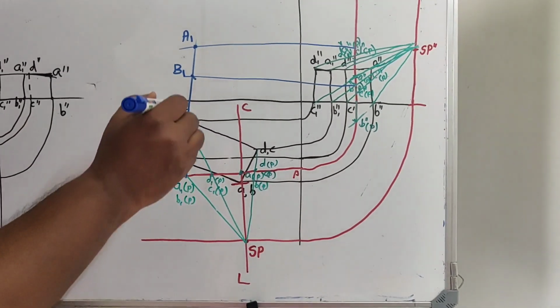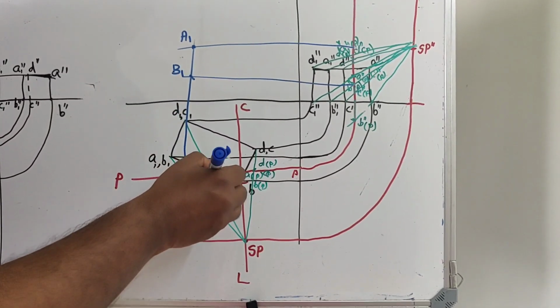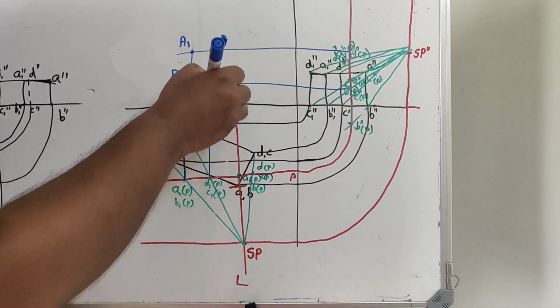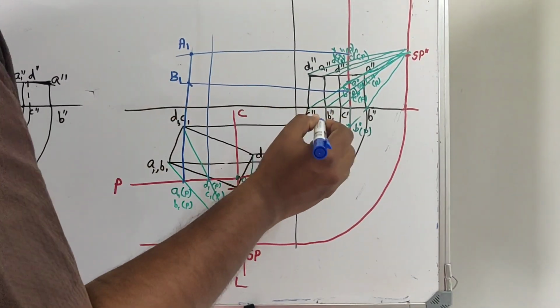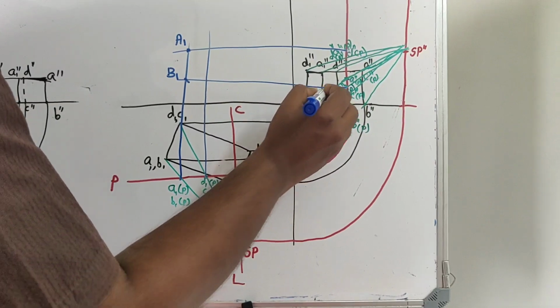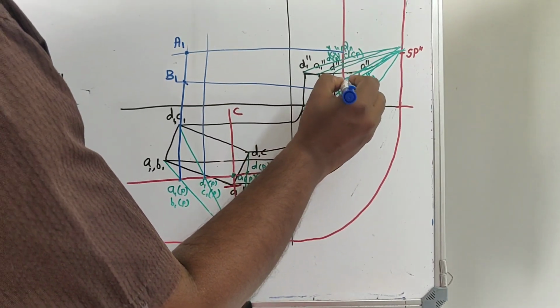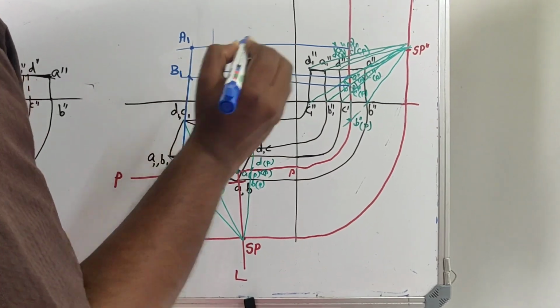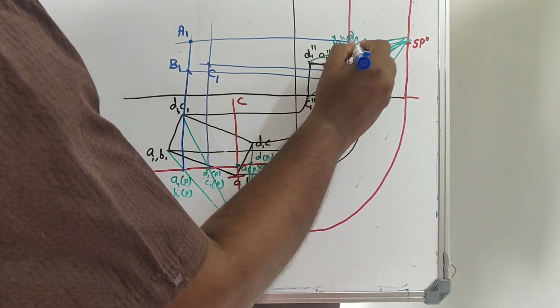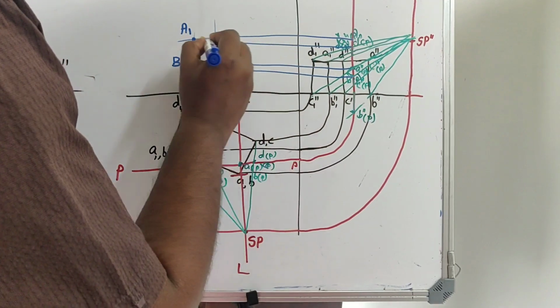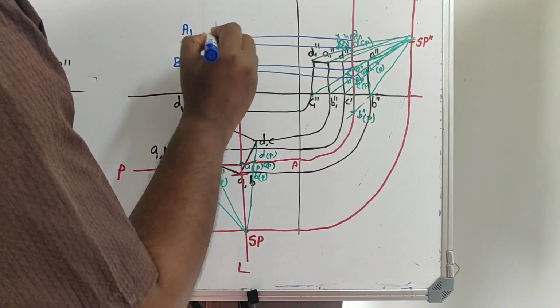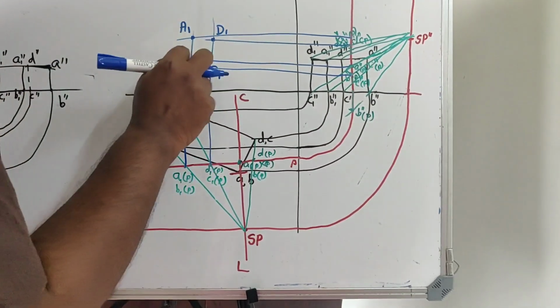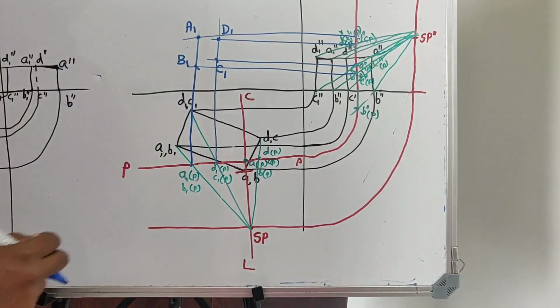Okay. Now we need C1P. C1 and D1 are coming from here. So C1 you are getting here. This corresponds to C1. Where is D1? D1 is actually here. Okay. So now you got A1, B1, C1 and D1.